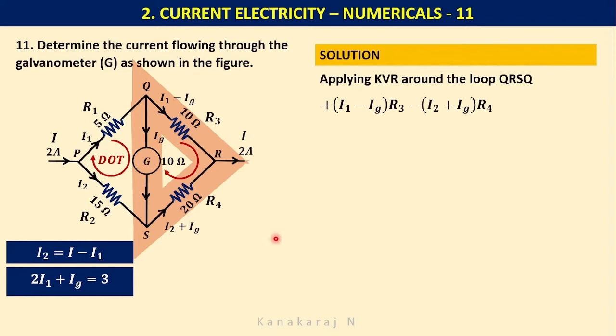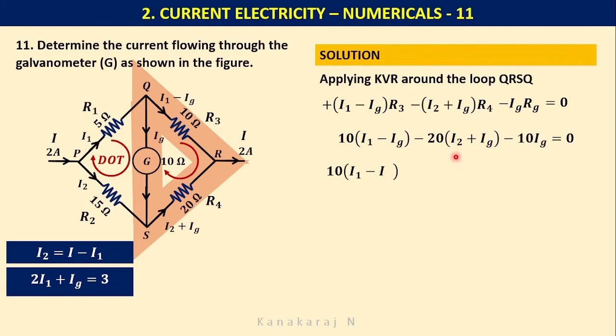Then the Ig is in the direction opposite to the direction of traversal. So Ig Rg is negative. No EMF in this closed path, so the right hand side becomes 0. Now, let us substitute the values of R3, R4 and Rg. Now let us substitute the value of I2. I2 is I minus I1.